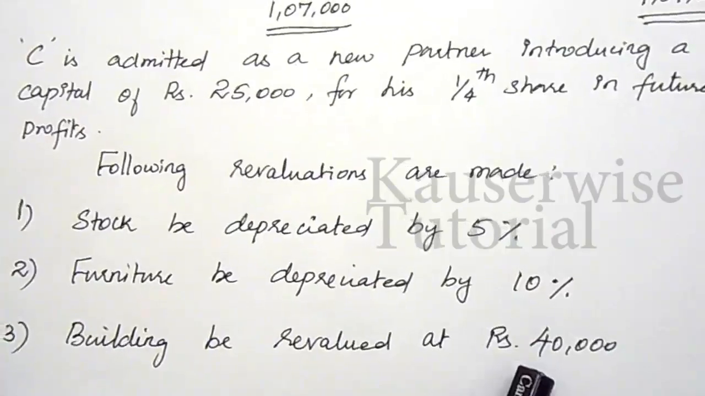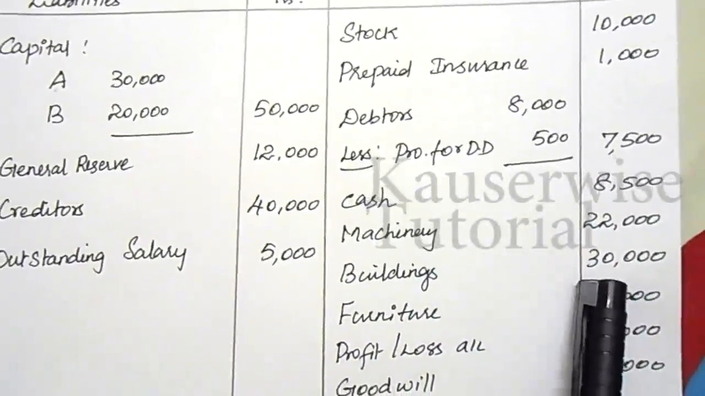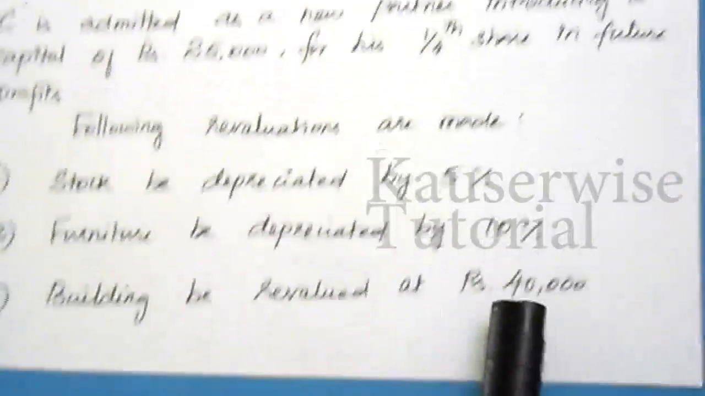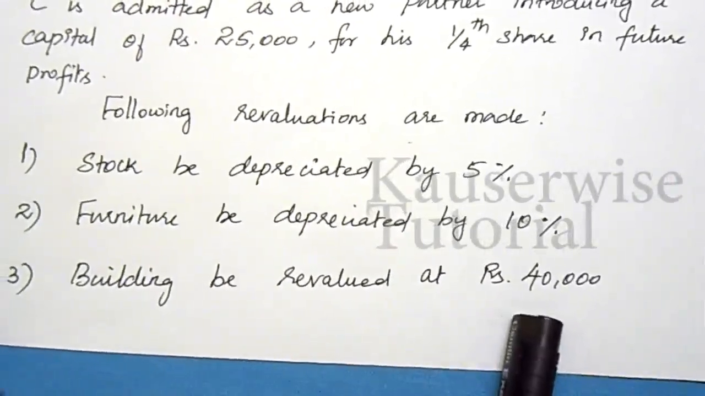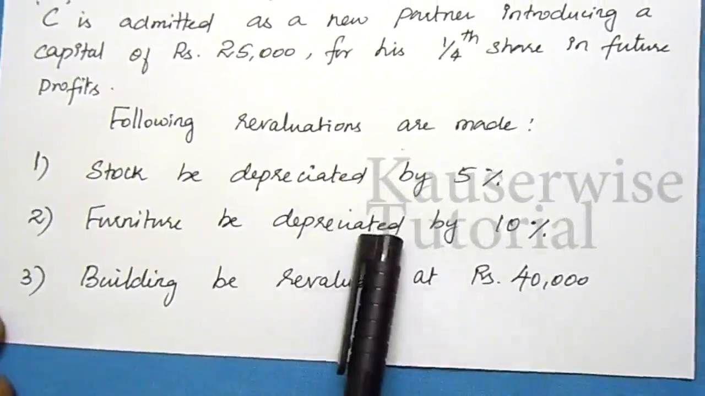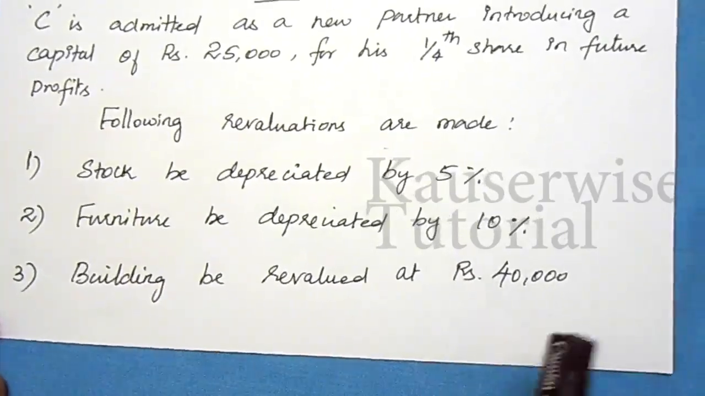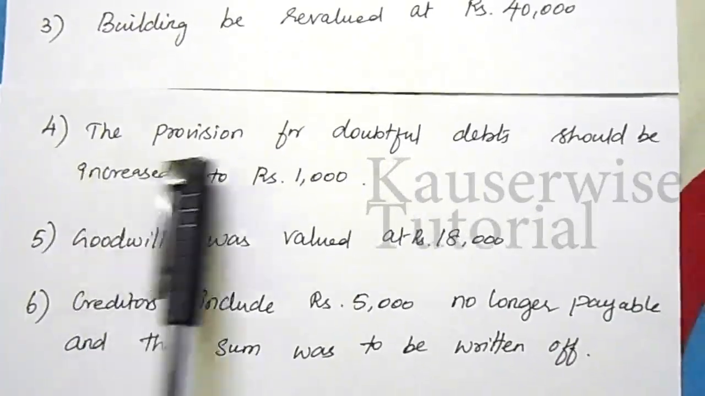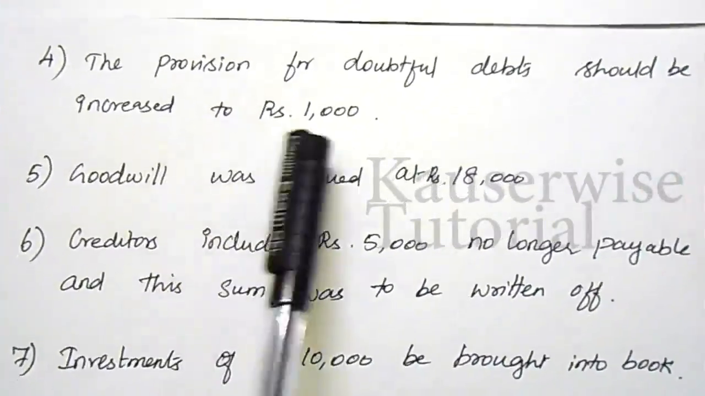So look at the balance sheet value. Building value is 30,000. The revised value is 40,000. So it's an appreciation. 10,000 increased. Whereas stock and furniture are depreciated, but building value is appreciated by 10,000. Okay, fourth adjustment. The provision for doubtful debt should be increased to 1,000.